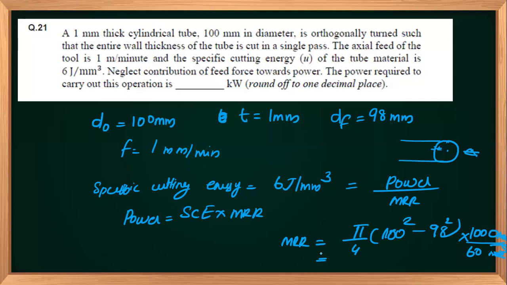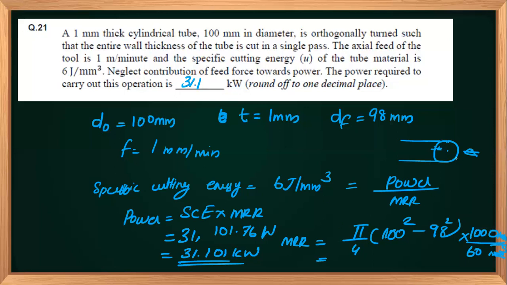So you have to multiply with specific cutting energy, right? Multiply with specific cutting energy means 6. It will be equal to 101.76 watts, which will be equal to 31.1 kilowatts. Okay, very simple problem, right?